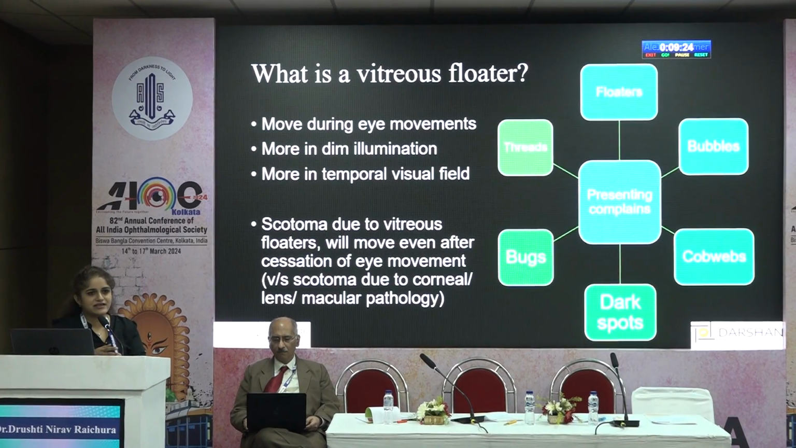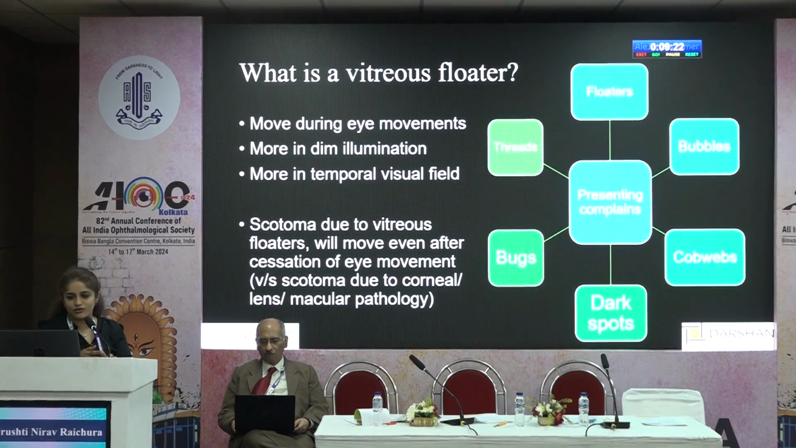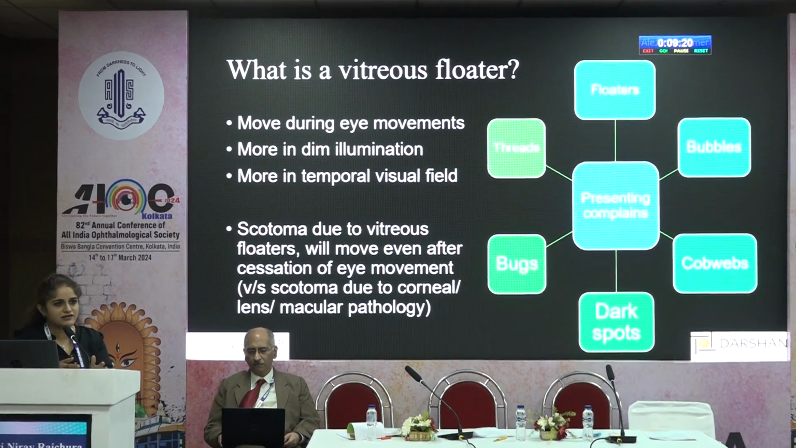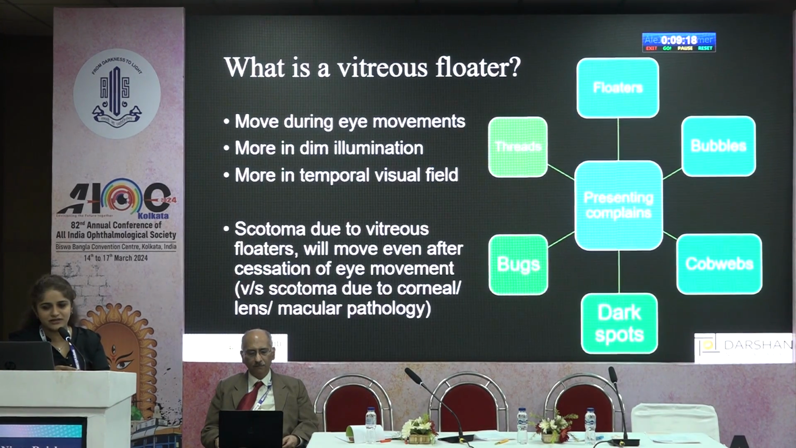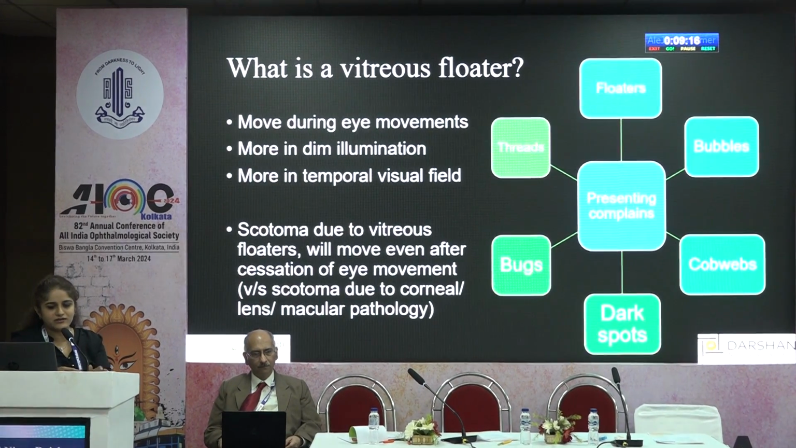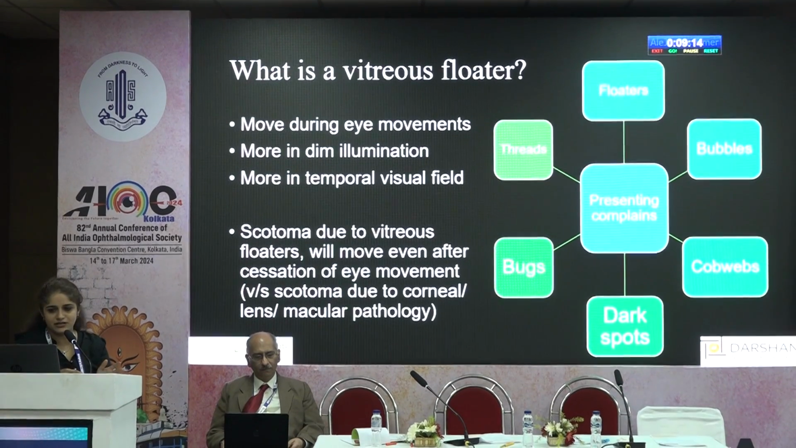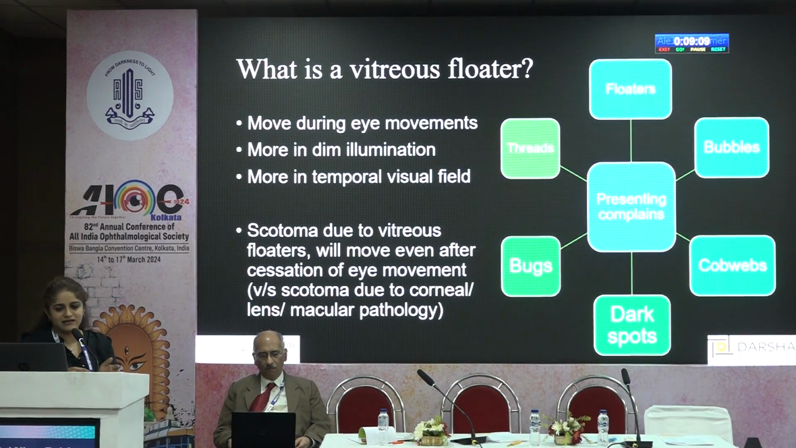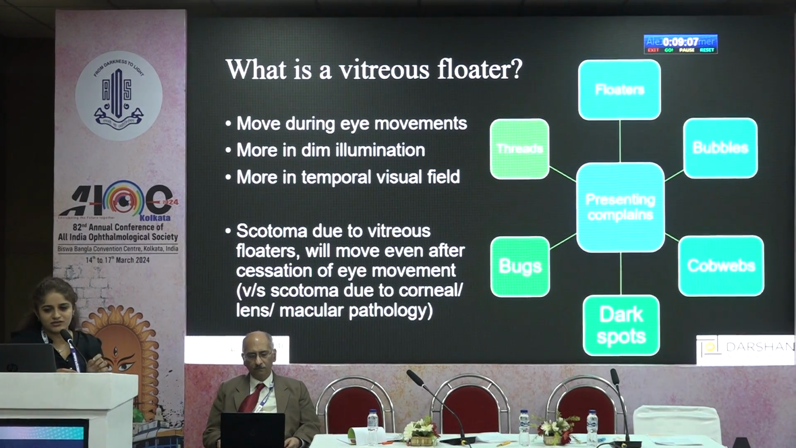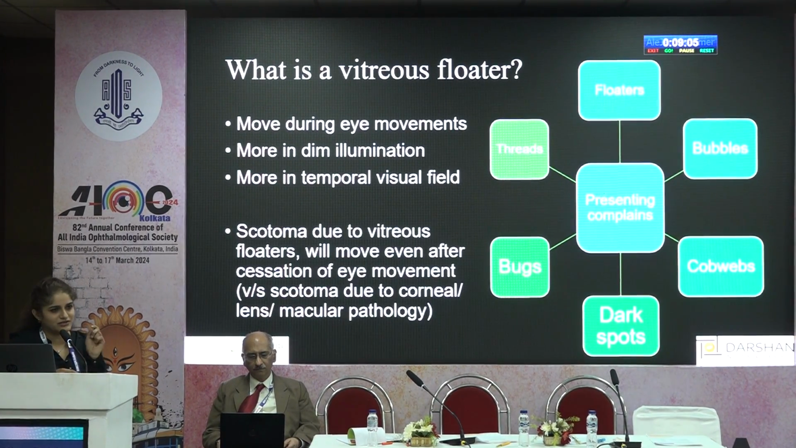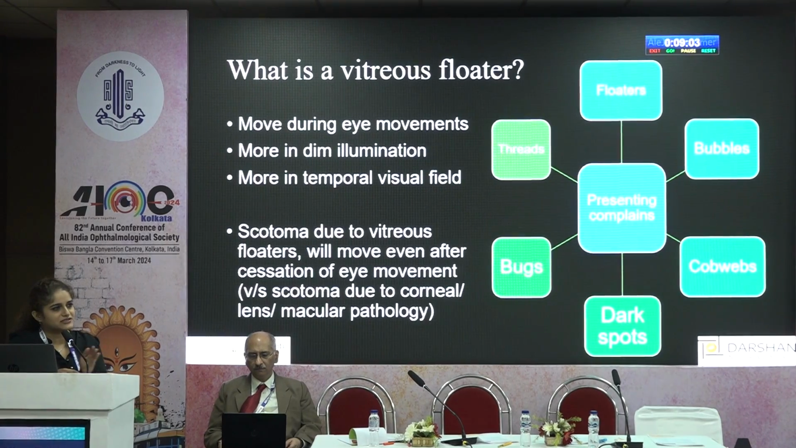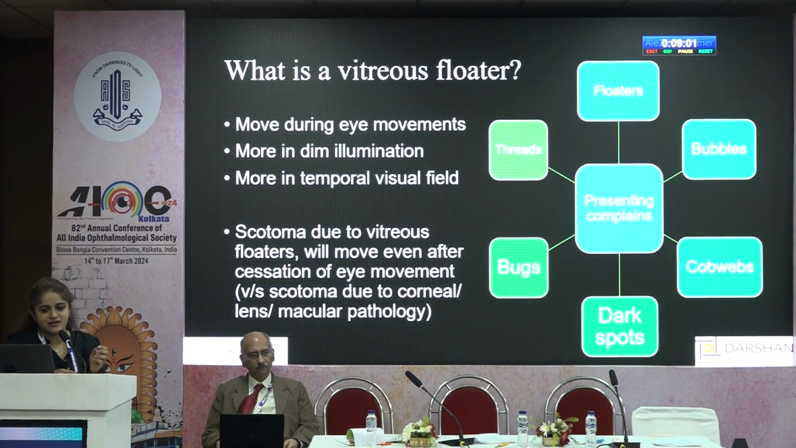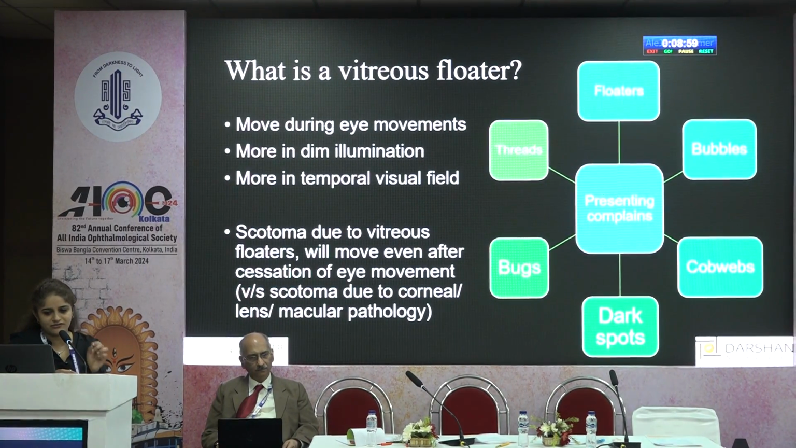So the patient will present with either floaters or bubbles or cobwebs, dark spots, bugs, or thread-like structures floating in the visual field, which move with the movement of the eye. They are more seen in dim illumination, more in the temporal visual field. Now, if we ask on history, the floaters or scotomas due to the vitreous floaters will move even after the cessation of eye movement, whereas a scotoma or a defect which is seen due to a corneal or macular or lens pathology will remain constant.